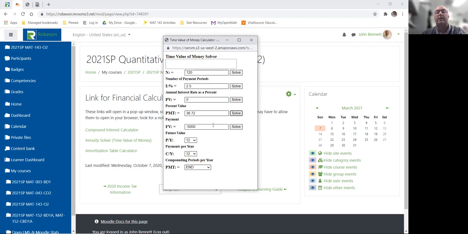So basically, when you fill in 4 of the 5 boxes here, you can click solve for the 5th one, and it'll fill in the appropriate amount. These are all drop-down menus, so you just have to make choices there.